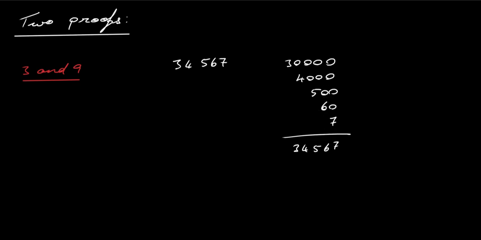So the 30,000 is just 10 to the power of 4 multiplied by 3. The 4,000 is just 10 to the power of 3. 10 to the power of 3 is 1,000, and we multiply that by 4. 500 is just 10 to the power of 2 multiplied by 5. 60 is just 10 to the power of 1 times 6, and out here we just have the 7. So I'm going to call these numbers here x's, and I'll show you that in a second.